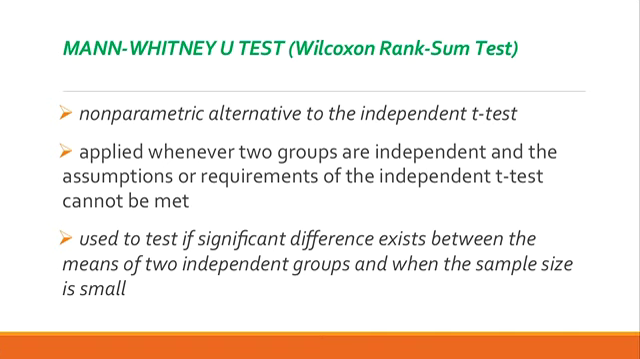And of course, it is called the Wilcoxon rank sum test because we will do the ranking later on, and then we will, of course, be getting the sum of those ranks. And again, since this is the counterpart of the independent t-test, this is also used to test significant differences between the means of two groups that are independent, and of course when the sample size is small.